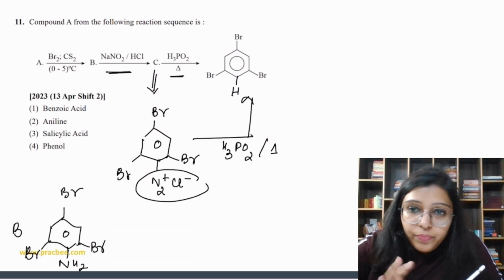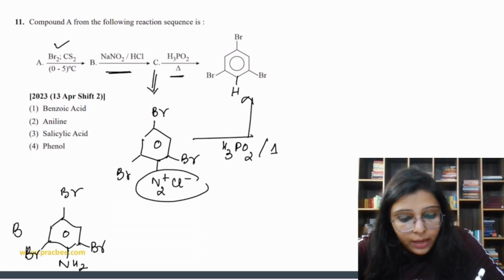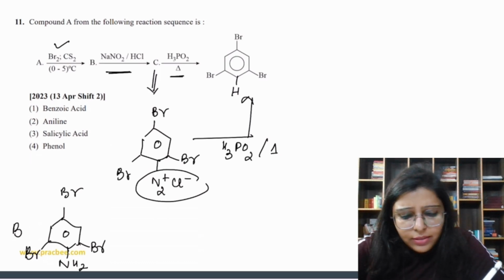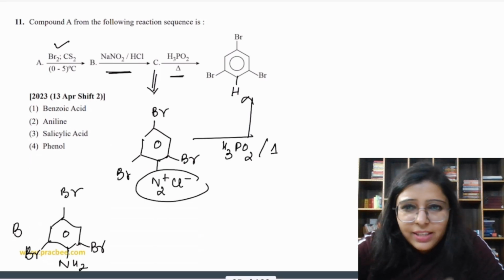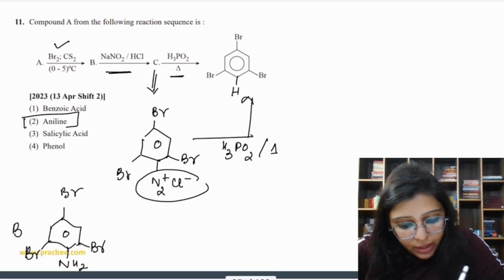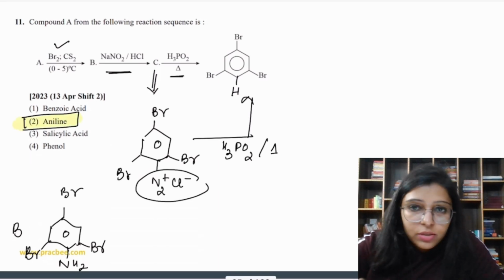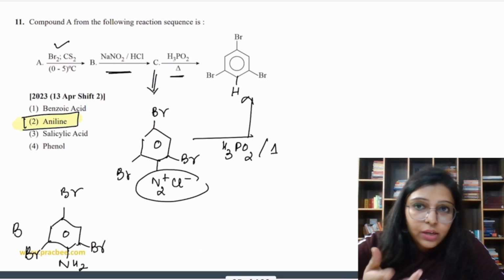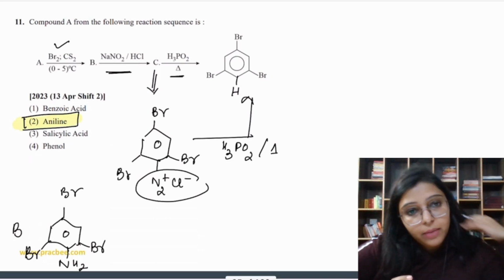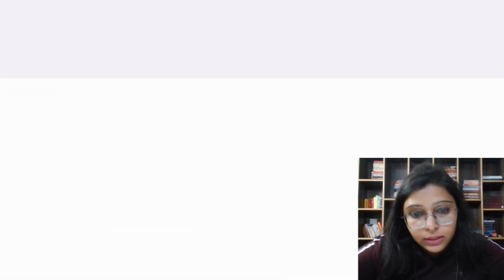This is B. Now A, Br2/CS2 at 0 to 5 degrees Celsius. Basically, this is the reagent. So generally we can say Br2/CS2. So what can we write? We should be having aniline as the correct answer. Okay, because if we have aniline in the presence of Br2/CS2 or Br2 in the presence of water, we get Br at the ortho and para positions.